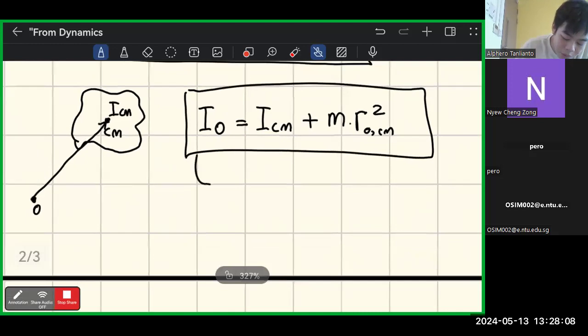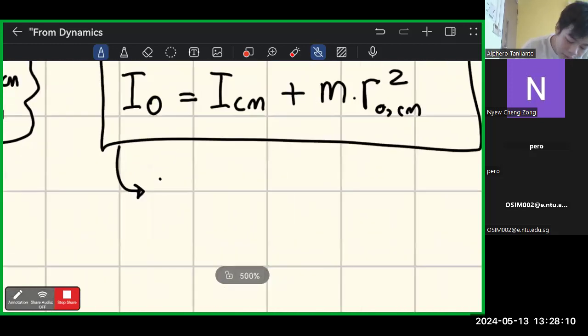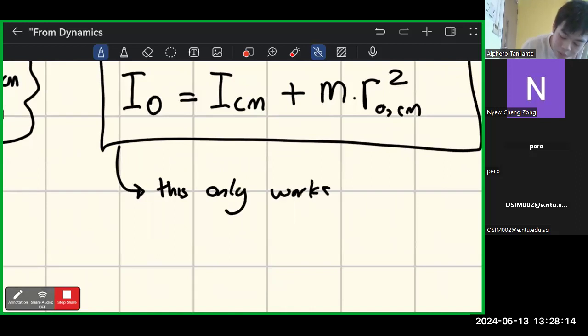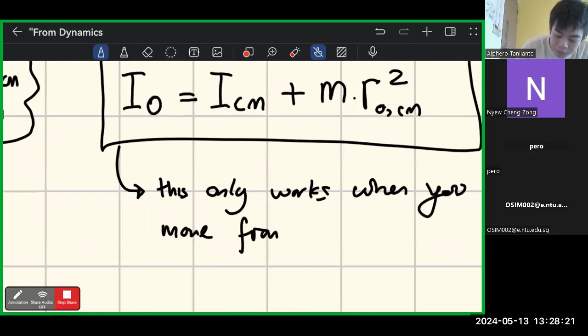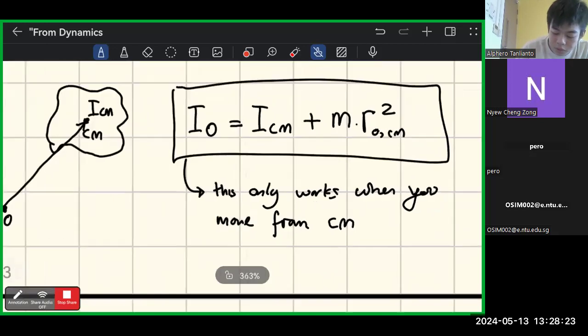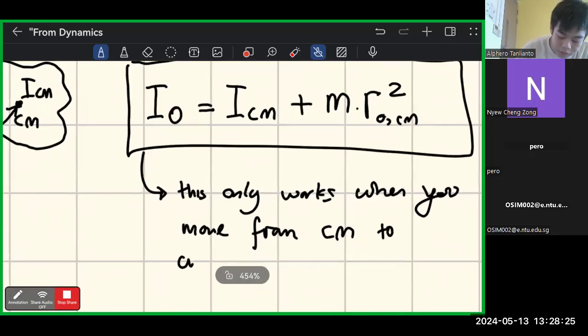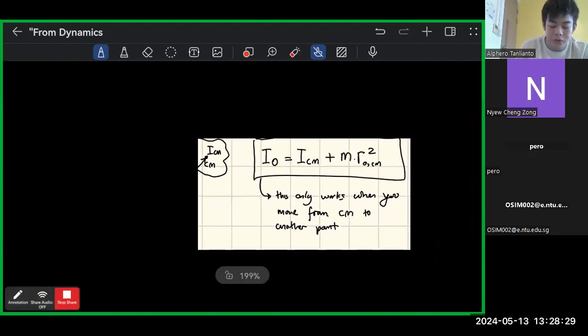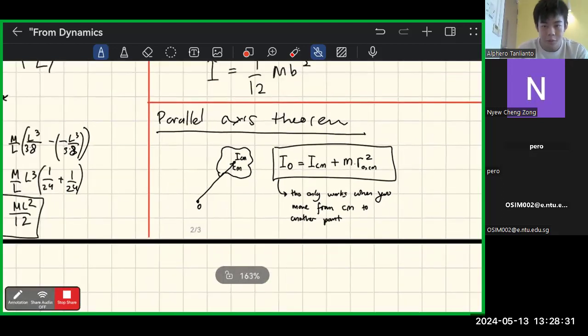One thing to notice is that this only works when you move from the center of mass to another point. You cannot move from any random point to any other random point, or from any random point to the center of mass. You can move it, but in different terms.